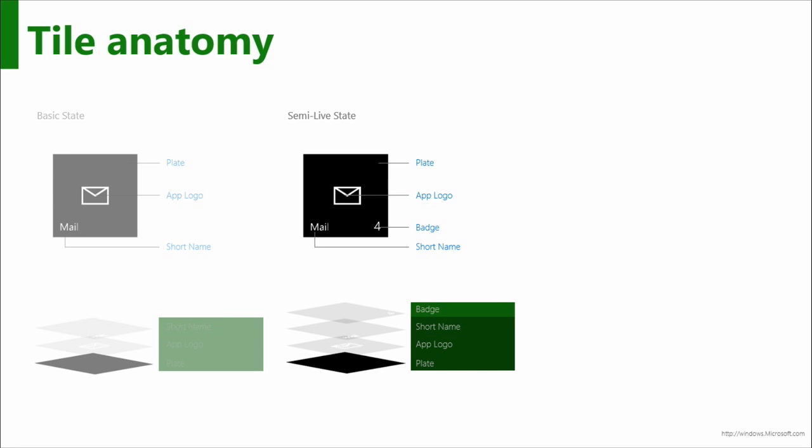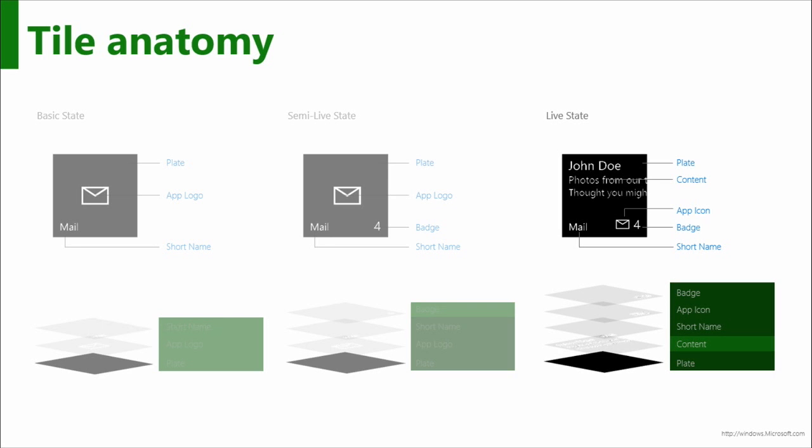The other that we have is the semi-live tile. It's exactly the same except we add the badge. The badge is just a number that can go anywhere from 0 to 99, and you as a developer can choose what that means to you. In the case of mail, it could mean how many new messages you have. But maybe for your line of business application, it talks about inventory or something like that. It's really up to you.